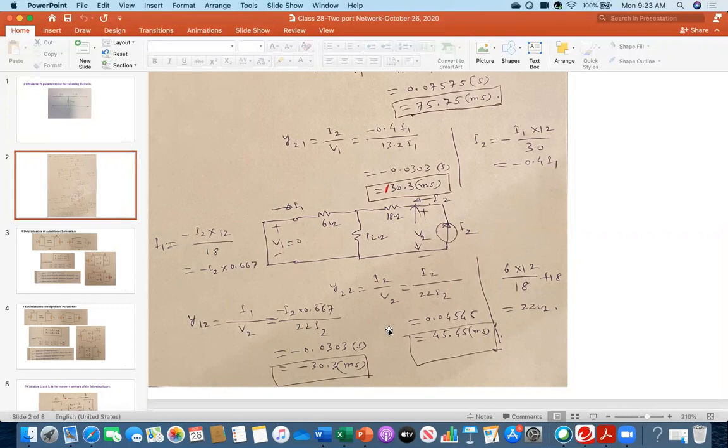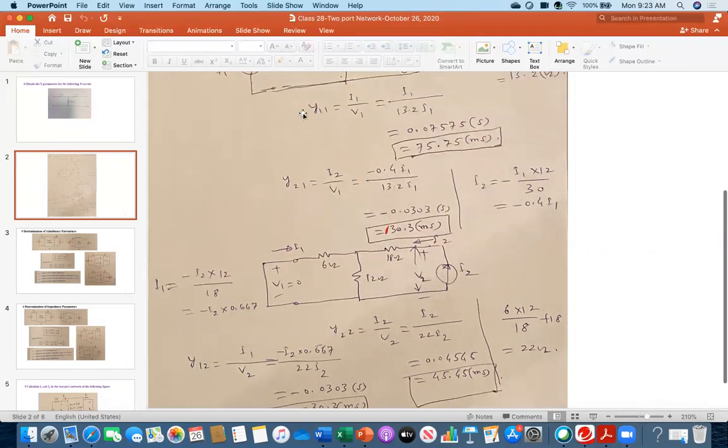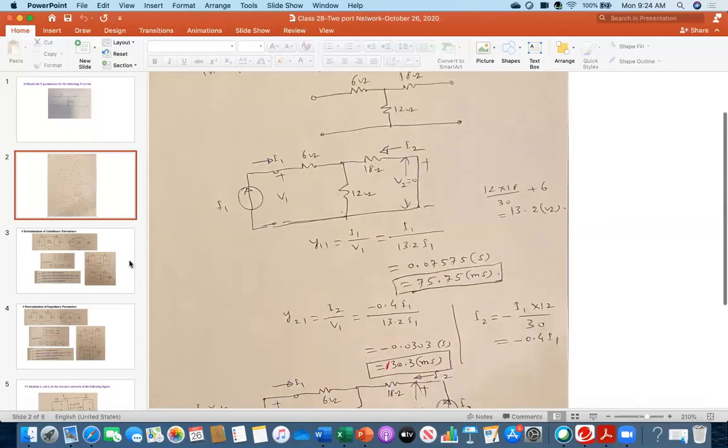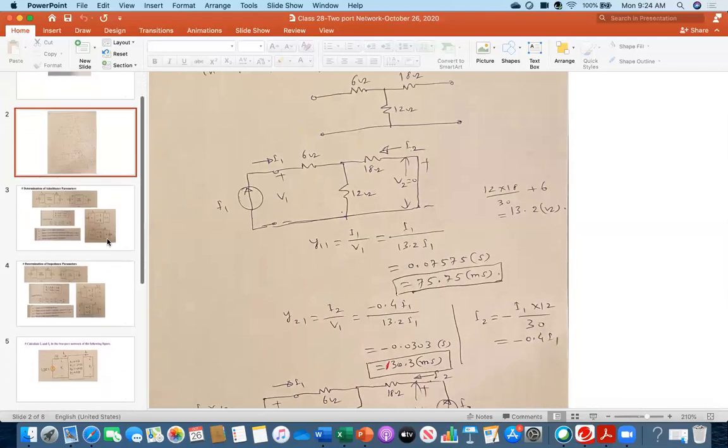So then I am done with calculating all four parameters: Y22, Y12, and from here Y11 and this one Y21. Everybody, could you follow me? Yes. Okay, great. So if you have understood this, then I would recommend you all now make some practice. You all do it yourself.